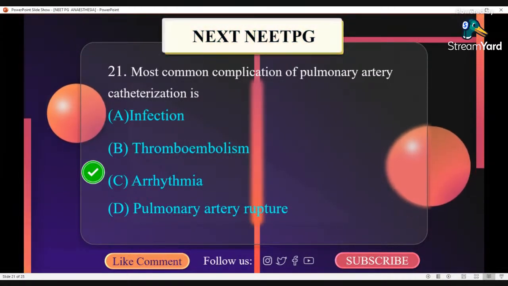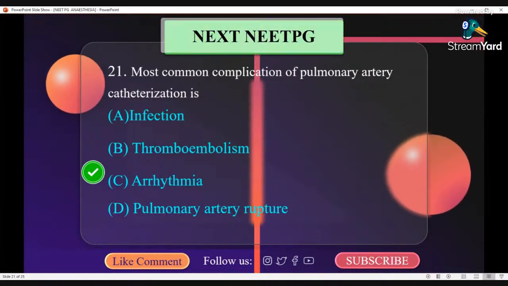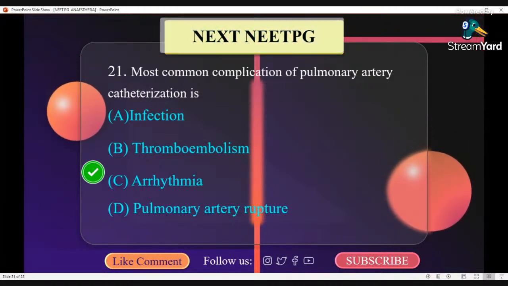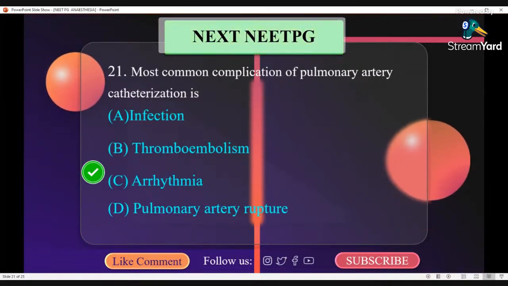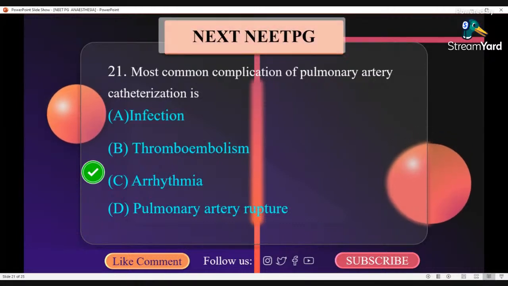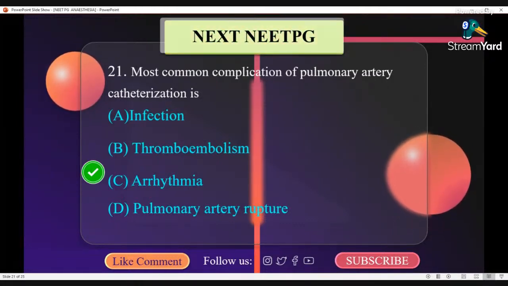Now, what are the complications of pulmonary artery catheterization? Arrhythmias, ventricular fibrillation, right bundle branch block, complete heart block. Then catheter related and mechanical: catheter knots, thromboembolism, pulmonary infection, endocarditis.